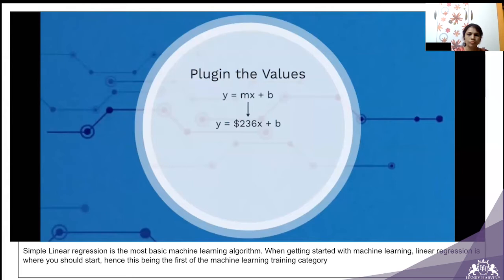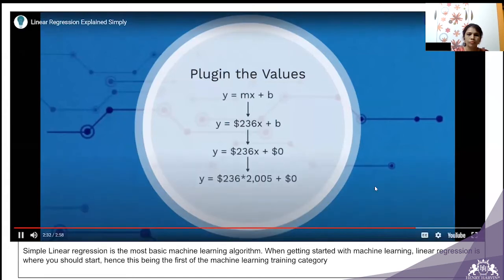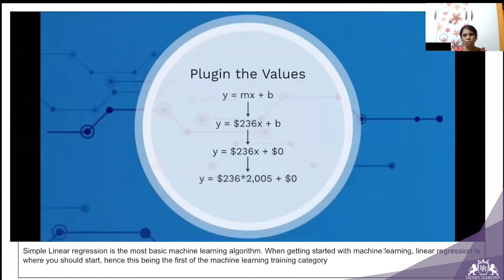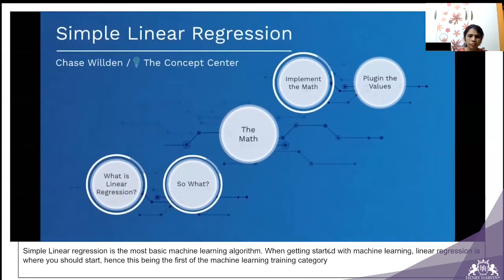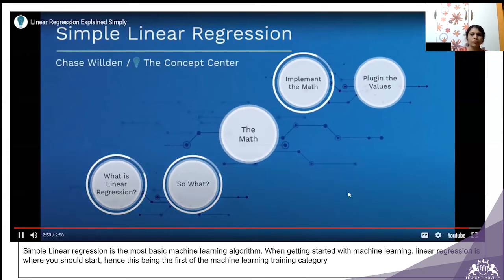Let's go ahead and plug in the values given our example that we did earlier. We're going to plug in the 236 slope value, the 0 bias value, and also the 2005 square footage value. Now, if you calculate the right-hand side of the formula, it will equal $473,180. And that is simple linear regression.